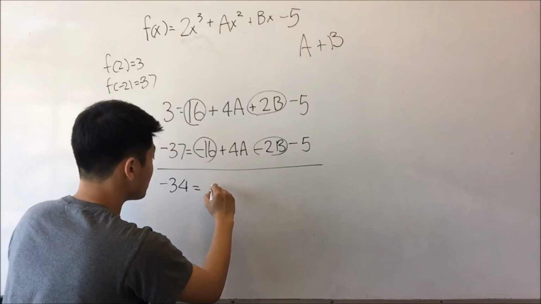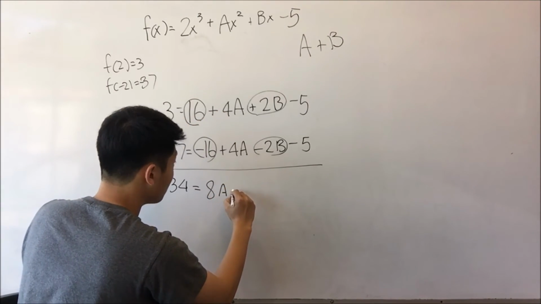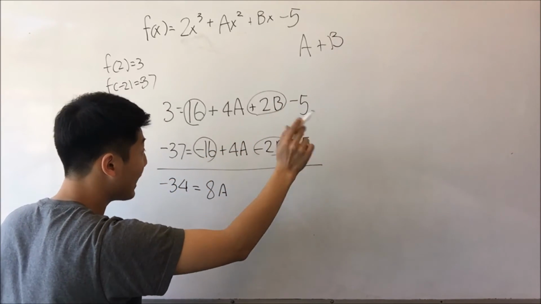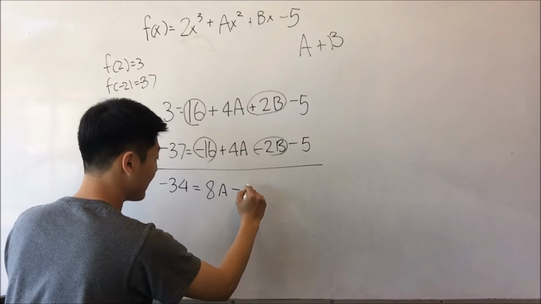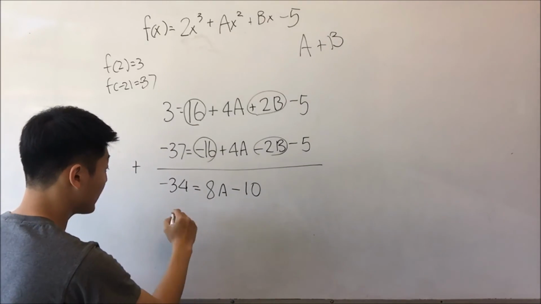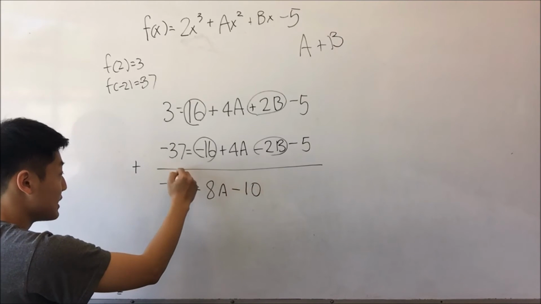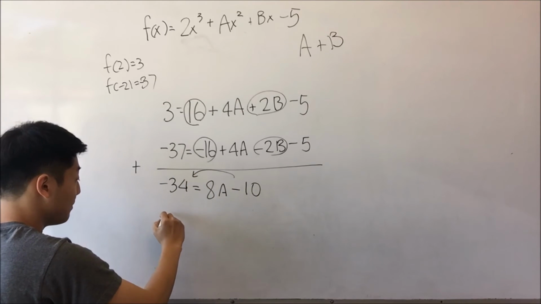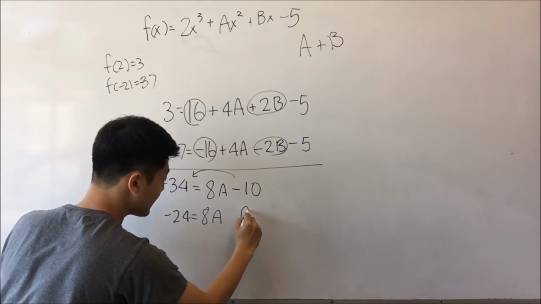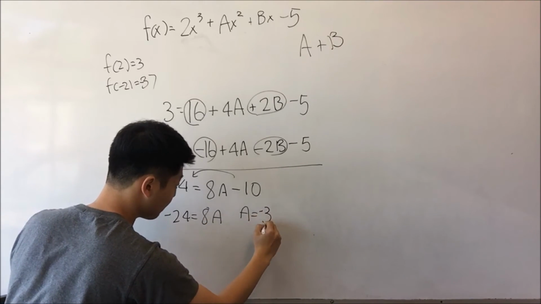4a plus 4a, which is 8a, minus 5 plus minus 5 is minus 5 minus 5. Wow, that is negative 10. And we have to solve for a right now first. So I will move this negative 10 to this side, which will become negative 24 equal to 8a. Thus, a equals negative 3.